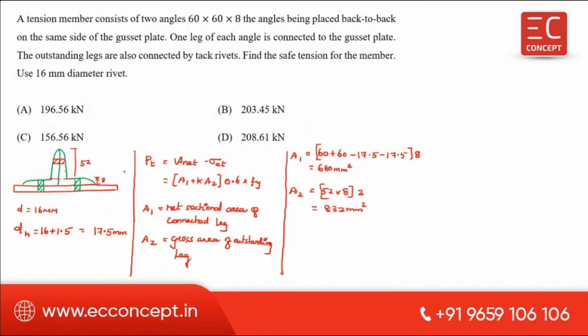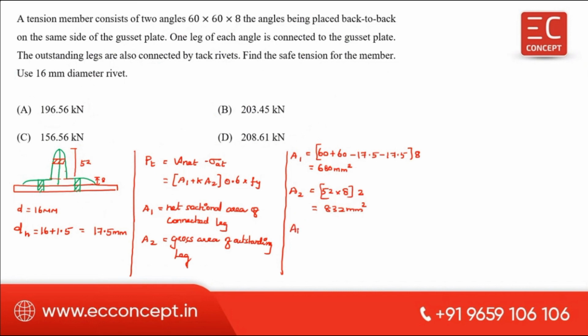Here we are not taking into account the tack bolt hole, as the tack rivet is not considered for taking the load. We are just tacking this outstanding leg in order to keep these two legs as they are, just holding the two legs with the tack rivet, not more than that. So now A1, A2, everything is okay.